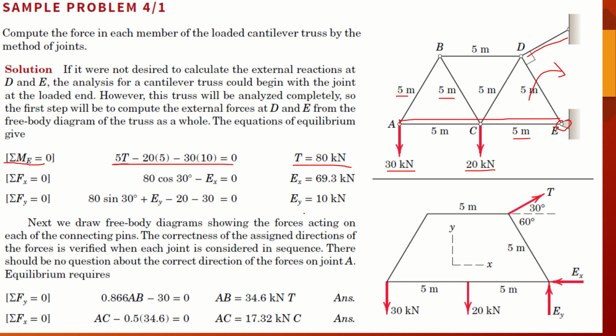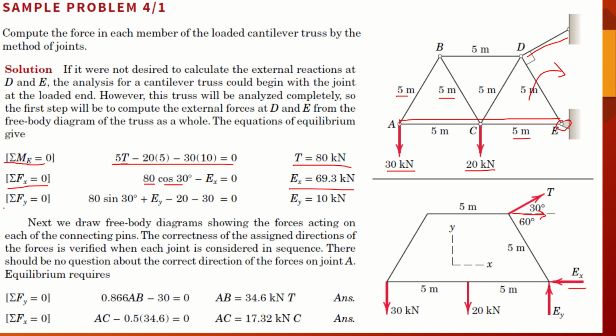There are two other external forces acting at joint E, EX and EY. As we know, a two-dimensional pin joint will have two reaction forces, acting along the x-axis and y-axis. So we can start with sum of forces acting along x-axis equal to 0. As a result, we know 80, that is T, cos 30, this component is balancing EX. As a result, we have the value of EX acting along x-axis.